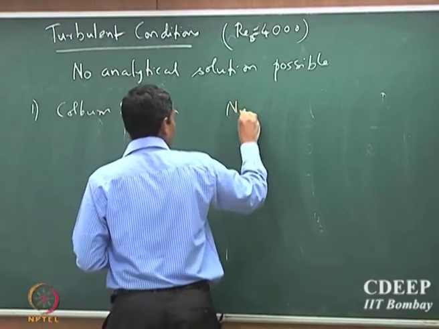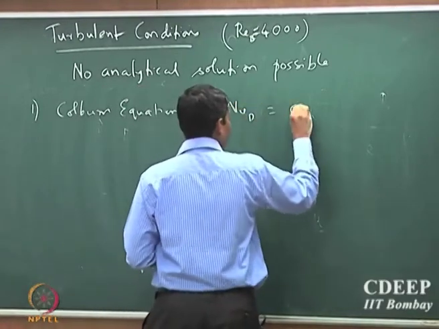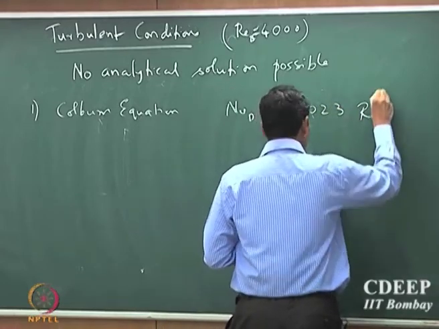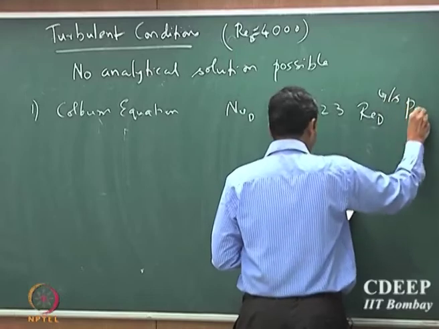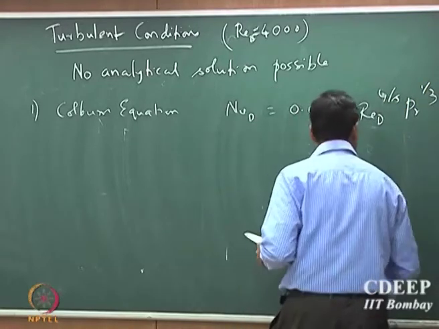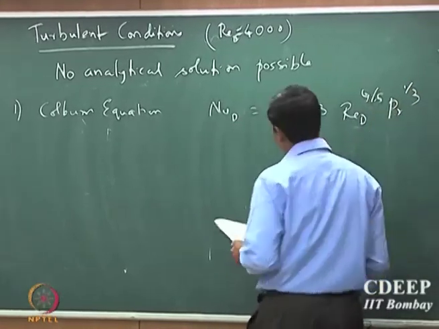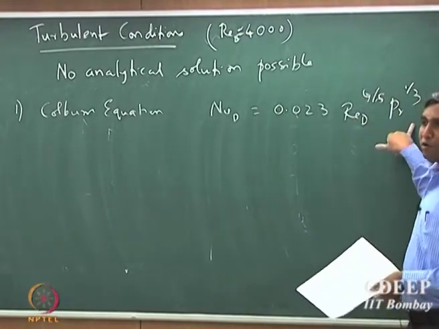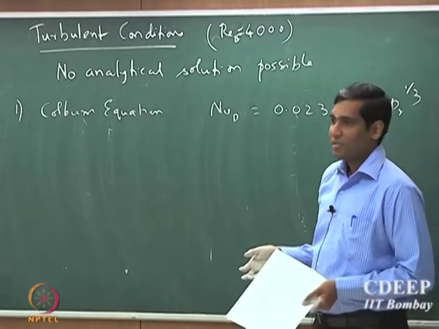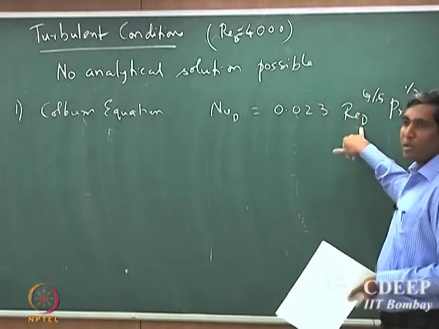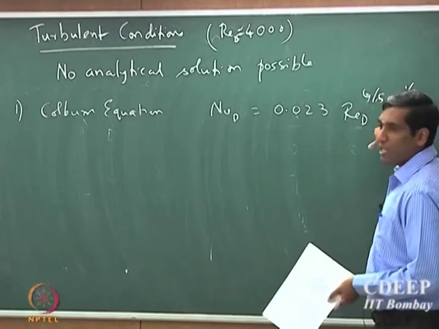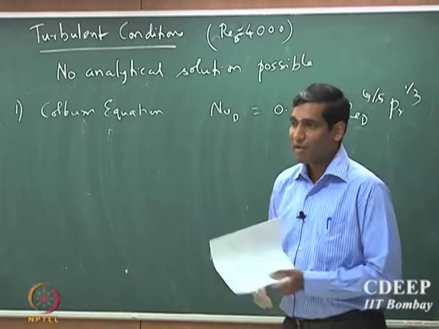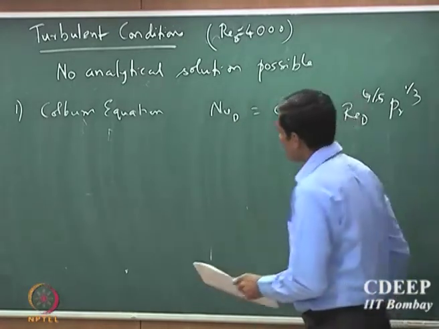The first correlation is called the Colburn equation, where Nusselt number is given by 0.023 Reynolds number to the power of 4 by 5, Prandtl number to the power of 1 by 3. Remember that you start seeing this product of Reynolds and Prandtl because Reynolds number dependence comes from the flow and the Prandtl number comes from the temperature gradient at the boundary, the interface between the fluid and the solid.